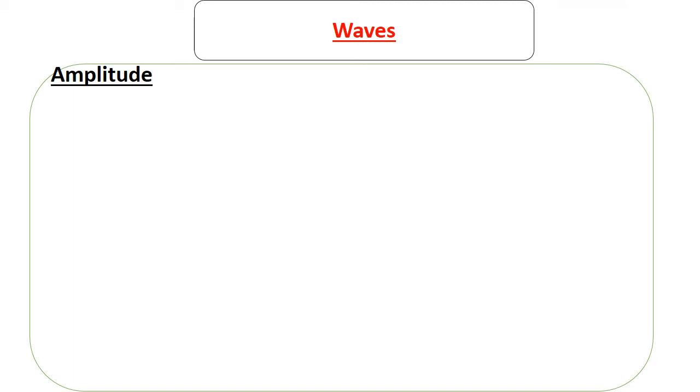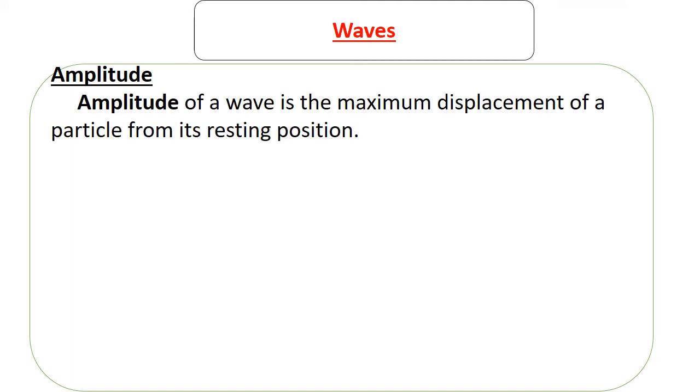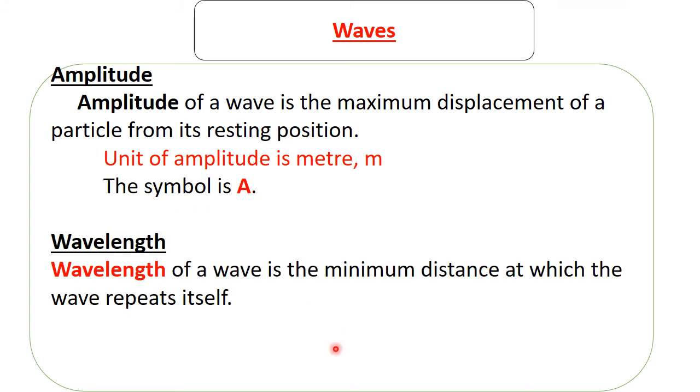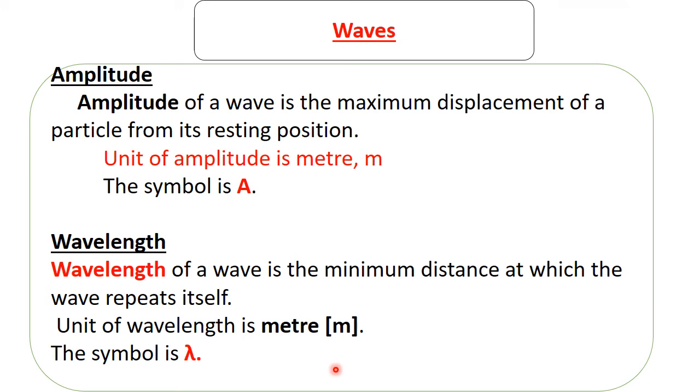So just some terminology that I want to emphasize. The first one is amplitude, which is defined as the maximum displacement of a particle from its resting position. The units of amplitude are meters, m. The symbol is A. Then we also have wavelength, which is the minimum distance at which the wave repeats itself. The units of wavelength are meters, and its symbol is this Greek letter called lambda.